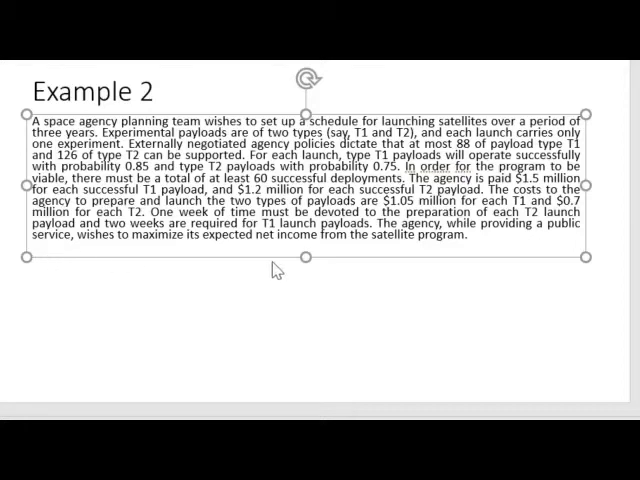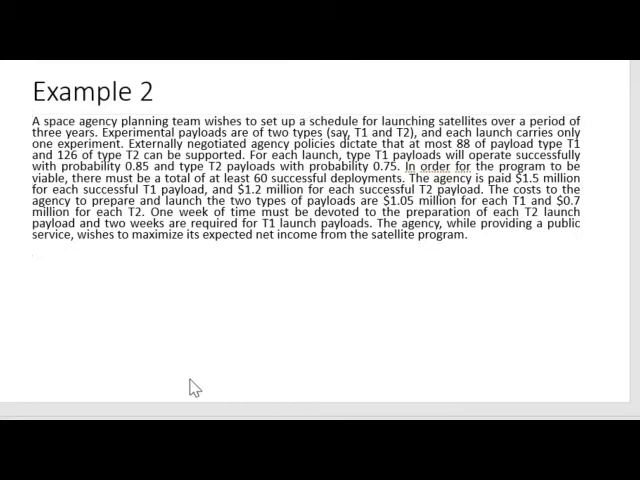We have here our second example. This is the space agency example. A space agency planning team wishes to set up a schedule for launching satellites over a period of 3 years. Experimental payloads are of two types, T1 and T2. Each launch carries only one experiment.